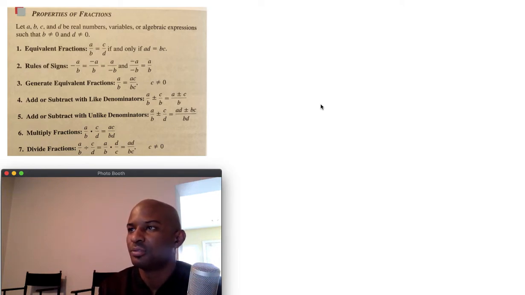Second rule is the rule of signs. Basically, it states that a divided by b times a negative sign is the same thing as negative a divided by b, and that a over negative b is the same exact thing as negative a over b. That's one part of the rule, and the next part is that negative a divided by negative b is equal to a over b. So a negative divided by a negative is just equal to a positive.